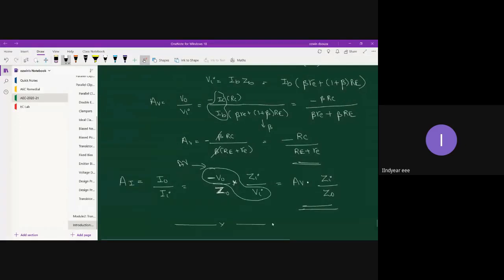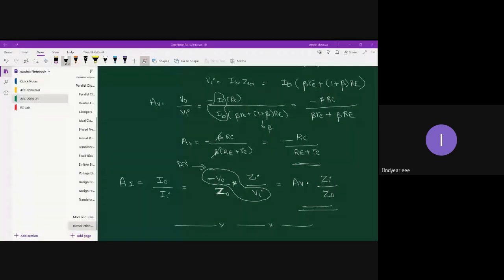Okay, all right, I will stop it here. In the next class, I will solve a problem based on bypassed capacitor and unbypassed capacitor.